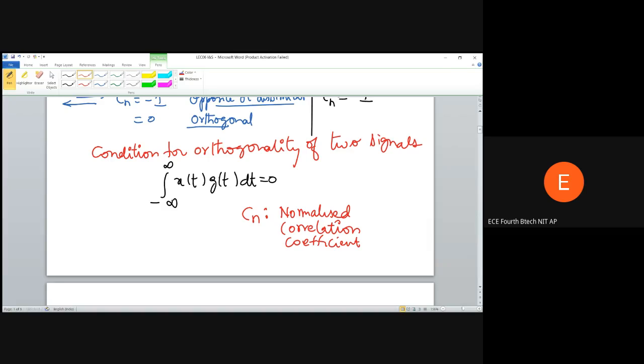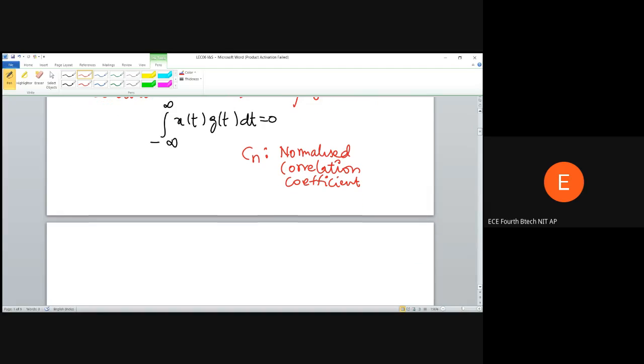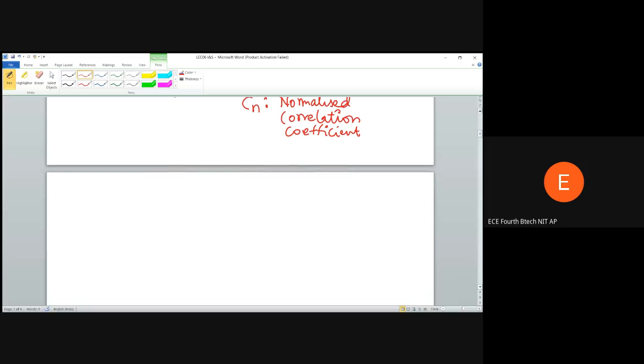Next, there is a problem with this normalized correlation coefficient, particularly for signals. What is the problem? It arises when two signals are similar to each other, but one signal is delayed in time. This we already discussed.